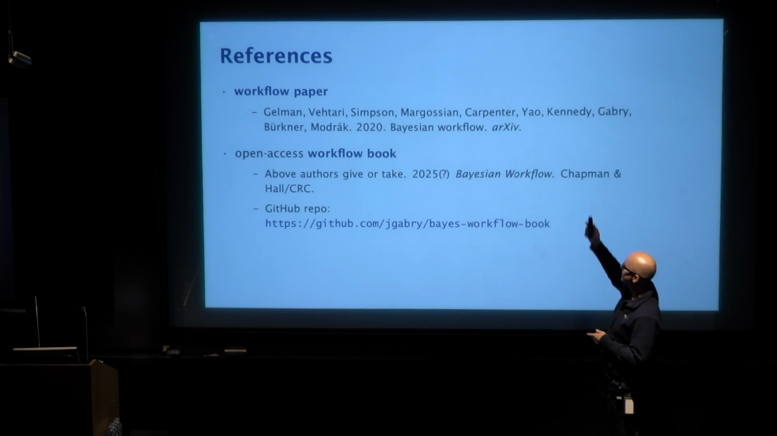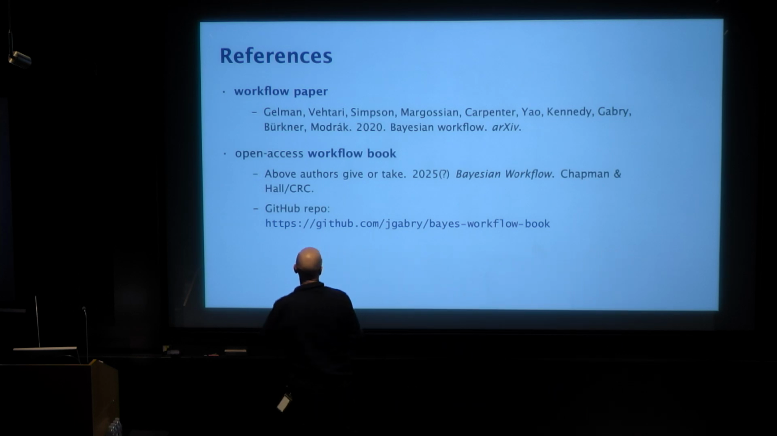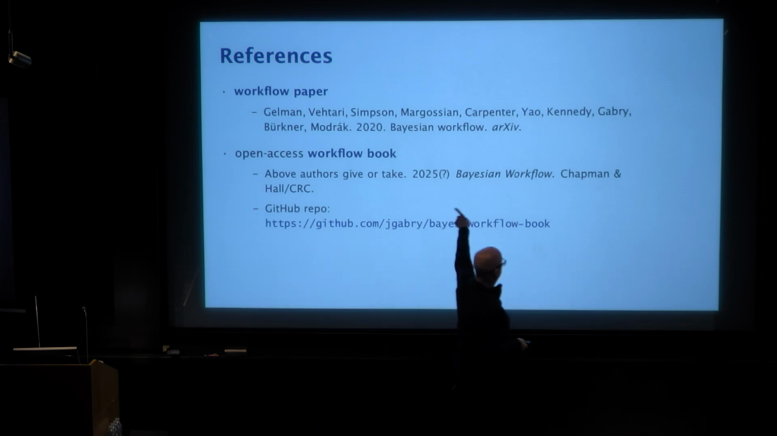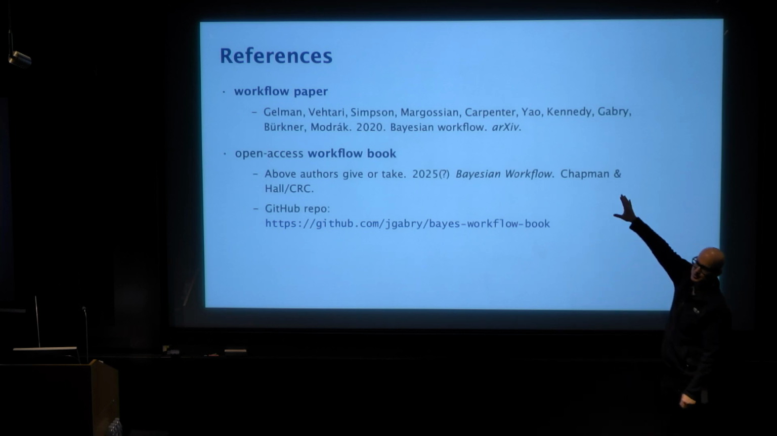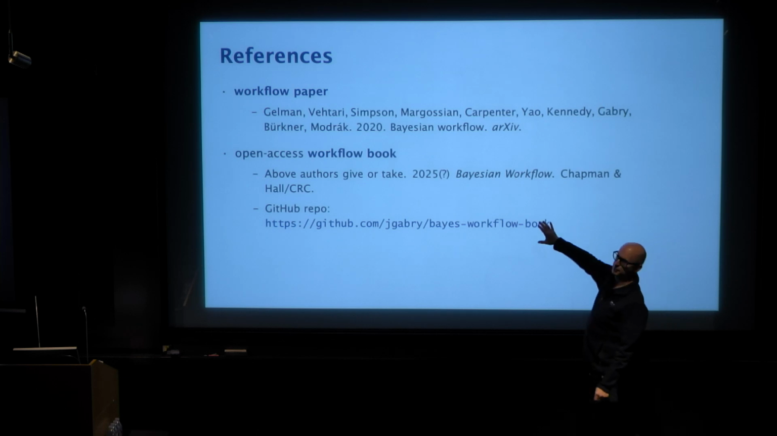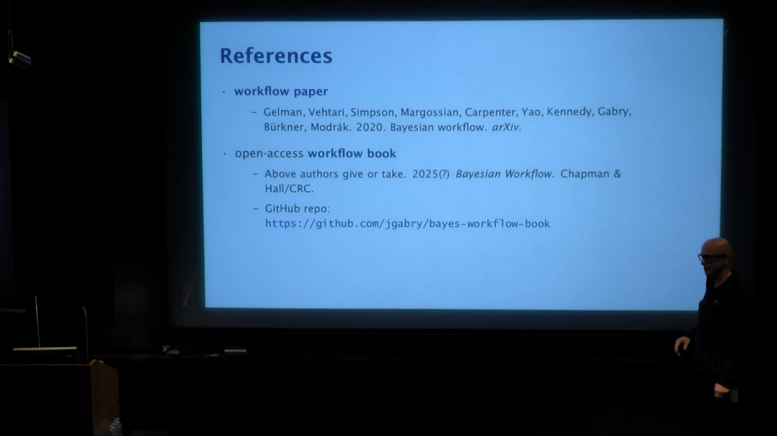There's the workflow paper here on arXiv. I forgot to put the number on, but if you just type Bayesian workflow arXiv, you'll find it. There's a GitHub repo where a book-length version of this paper is being developed. The paper was already 60 pages long with 15 authors. The book's even more of a mess. But it's open access, and you can go read it.